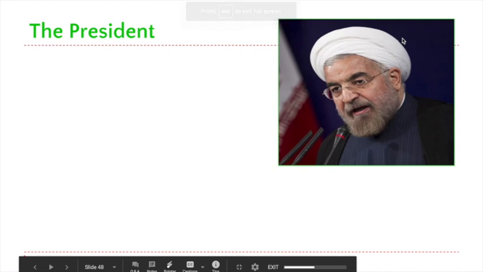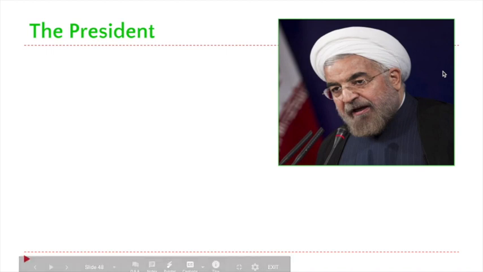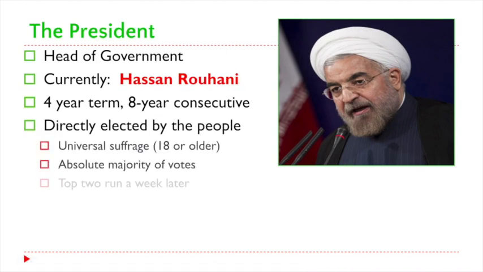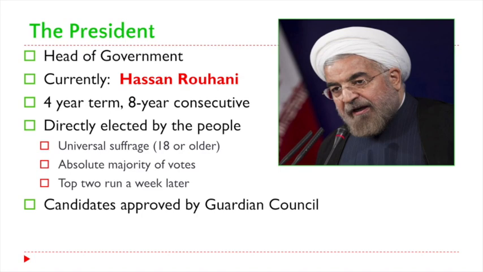Now, seeing as the Supreme Leader has so much power, it's not a surprise that the president is relatively weak. The president is the head of government, does get to serve out potentially up to two 4-year terms, is elected by the people, but doesn't have a whole lot of power. Of course, the candidates running for president are approved by the Guardian Council. This does weed out anyone that is a woman, anyone that doesn't fit the requirements.